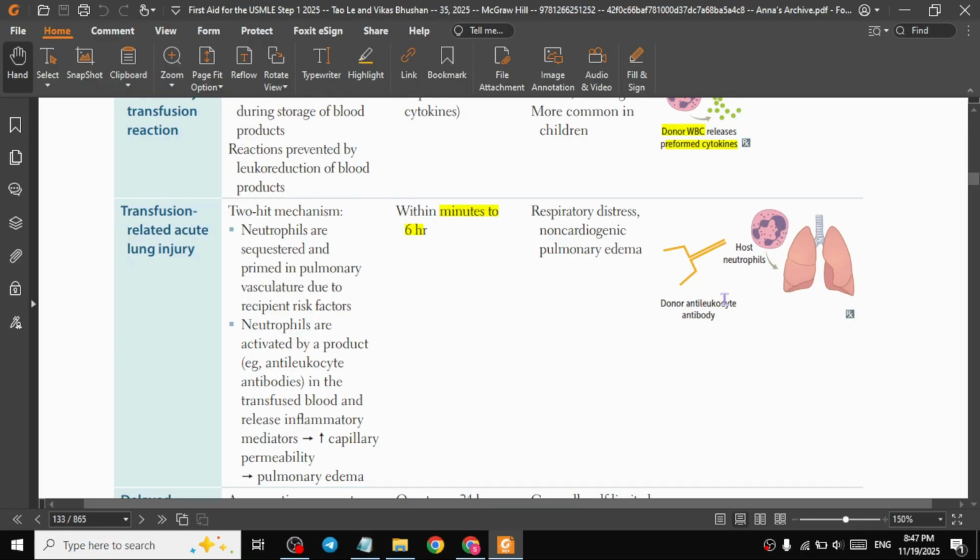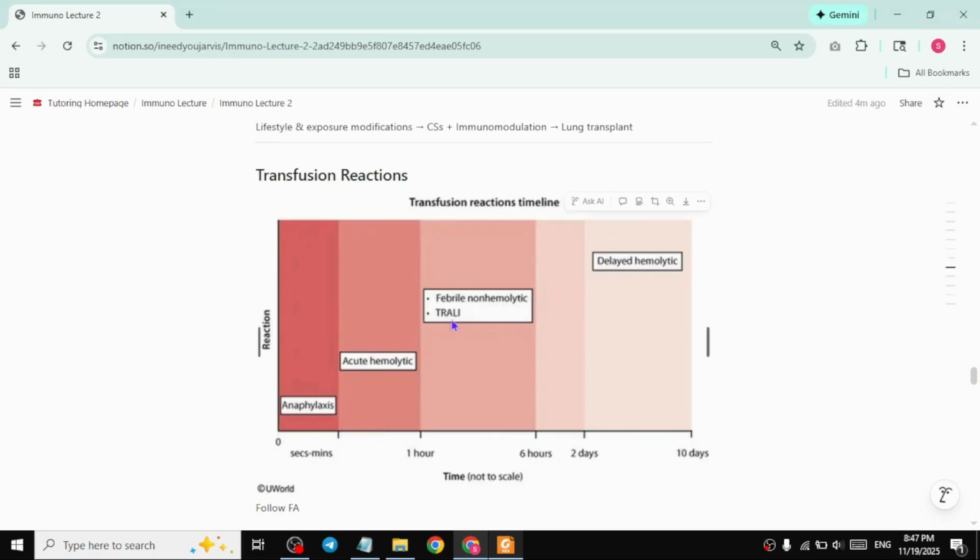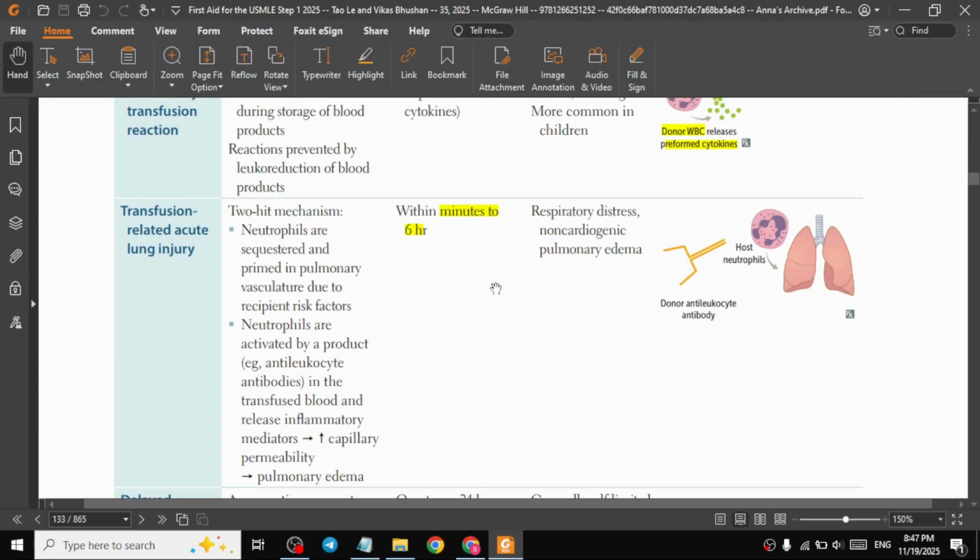Okay. So TRALI is within 1 minute to 6 hours, and febrile non-hemolytic is within 1 hour to 6 hours, right? So these are the two that you've seen before. Now, because you have pulmonary edema, you can understand the cardiac system is still working, right? So you get non-cardiogenic pulmonary edema.